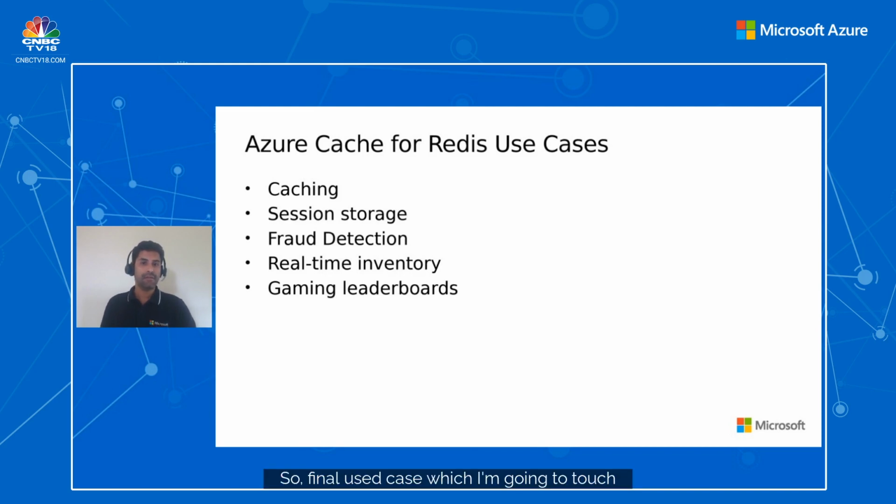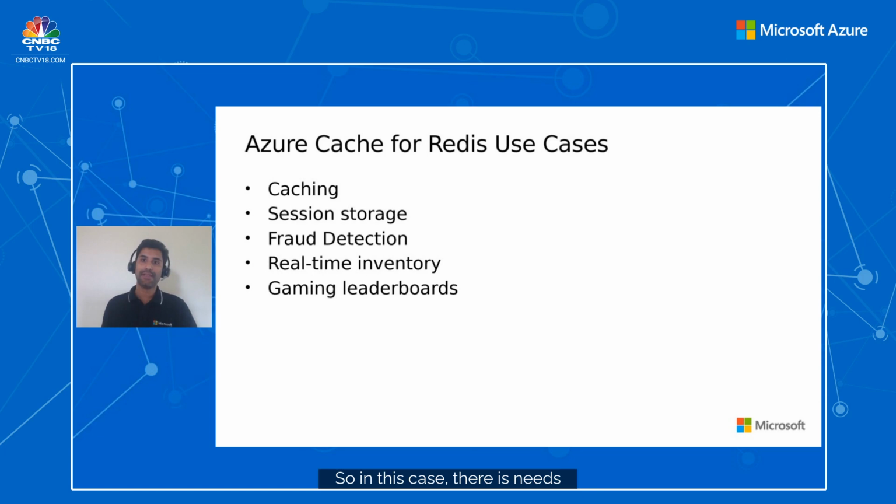So the final use case which I'm going to touch on is primarily around gaming leaderboards. In the case of multiplayer games, there are scenarios where we need to show player leaderboards, like rankings. And this involves a lot of computations, particularly across millions of users, if this is a leading game in the market.